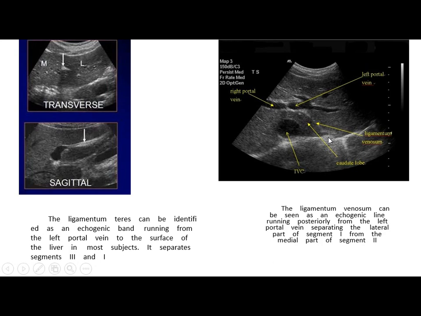Yes. As we see, that's the ligamentum venosum, and we are posteriorly, not anteriorly. The ligamentum teres, as we see here in transverse plane and sagittal, is a continuation of the left portal vein, and it will separate the quadrate lobe here, as segment 4. As I know, it's separated segment 3 and 2, medially segment 2 and 3. What's your comment?